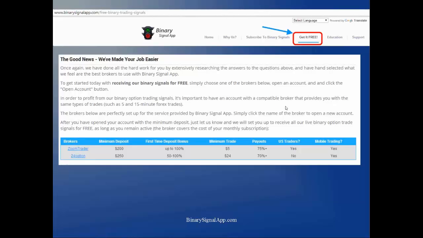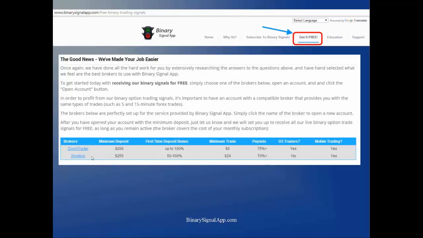Now, what most of our subscribers and traders like to do is to get it free. Who doesn't like free, right? Everybody likes free. So to get our app and our signals completely free, all you have to do is go to binarysignalapp.com and click right here where it says Get It Free. You'll get a web page, and on that web page you'll see this section right here. Scroll down to it, and you'll see links for 2 different brokers, Zoom Trader and 24 Option.